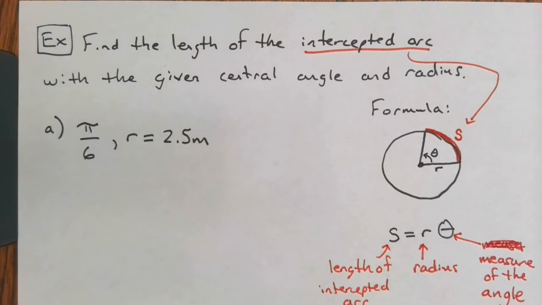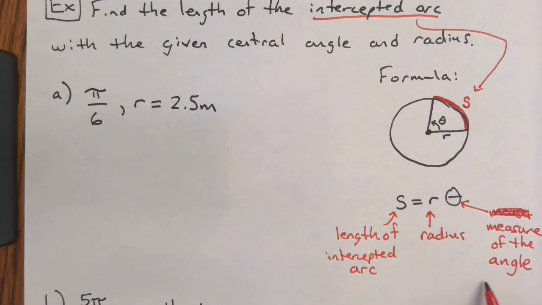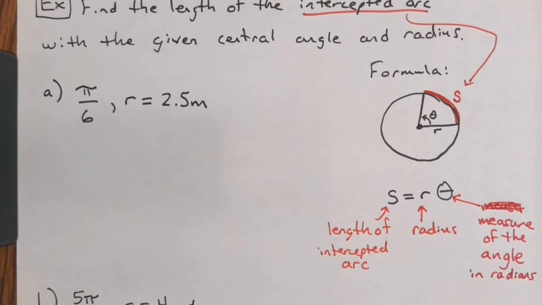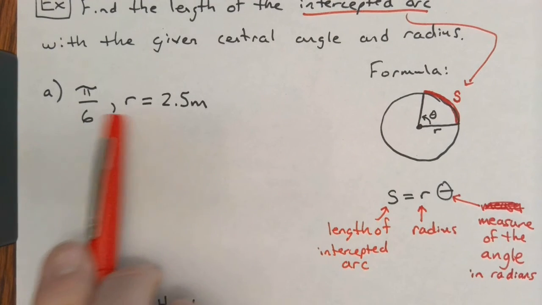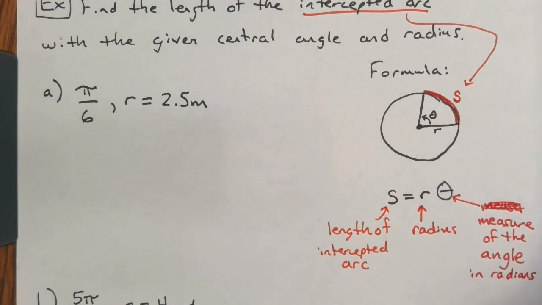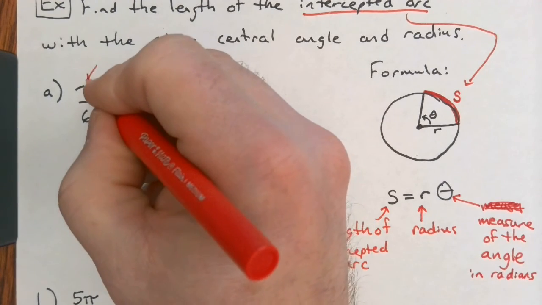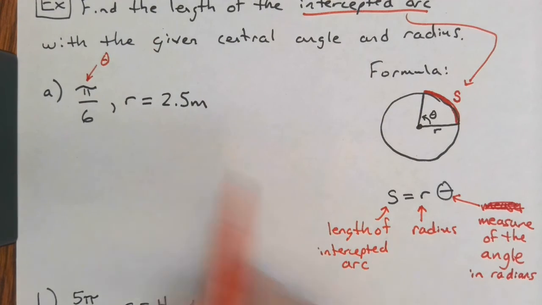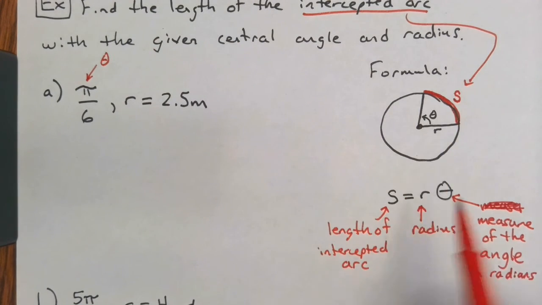But it is a little more specific than that because we can measure angles in a couple of different ways, in degrees and radians. In order for you to use this formula, it has to be in radians. Otherwise, the formula does not work. So here's a picture of what it is that we have. They gave us some information here. They told us that the central angle was pi over 6. That's our value for theta. And they told us the radius was 2.5 meters, and we're supposed to figure out the intercepted arc.